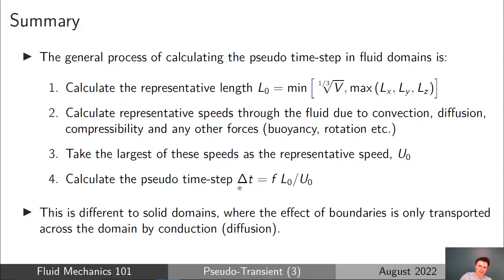And of course, the only difference here for the solid domains is that when the CFD code identifies that it has a solid domain, it only needs to calculate the representative speed due to diffusion, because of course the solid is usually stationary and we don't have any background movement of the solid itself.